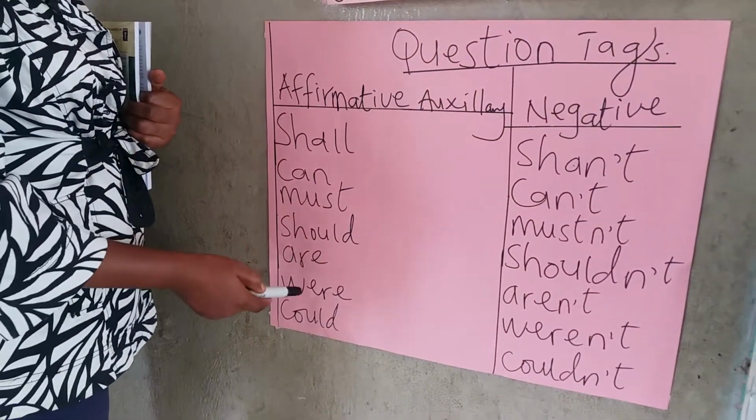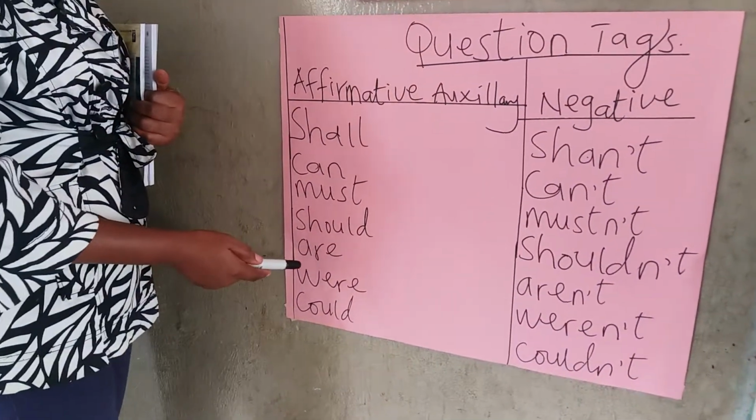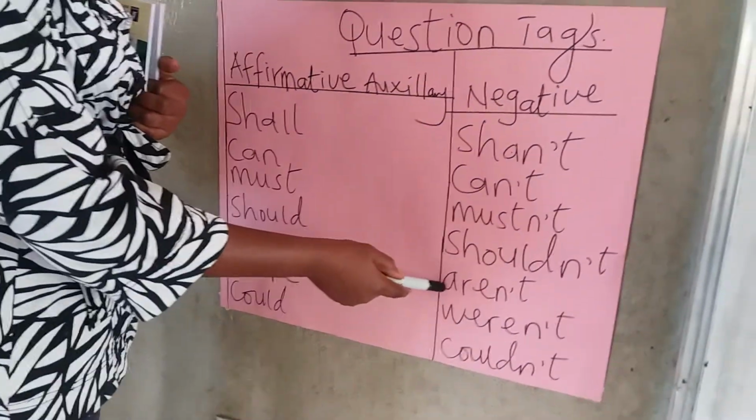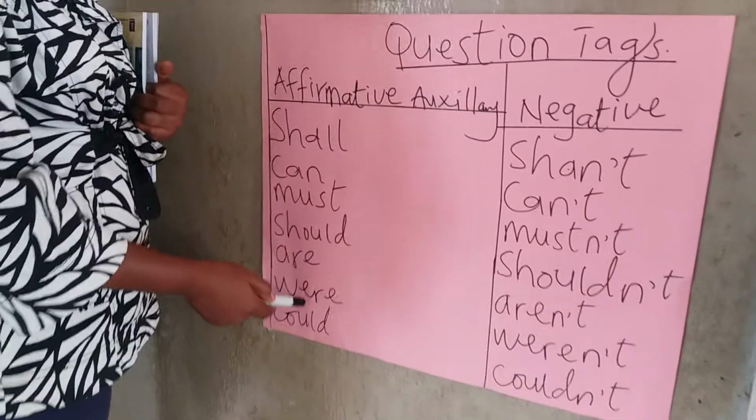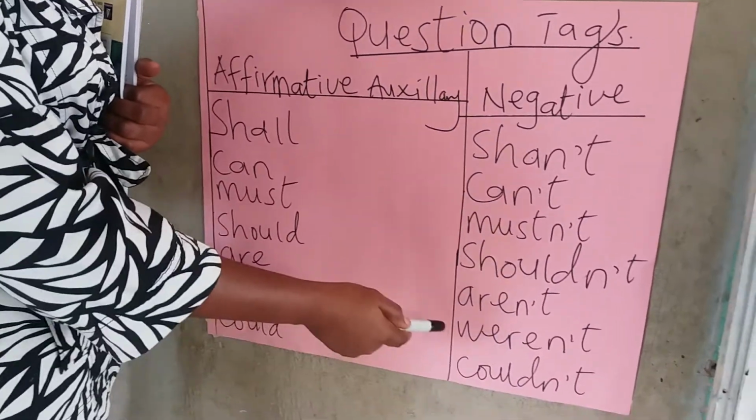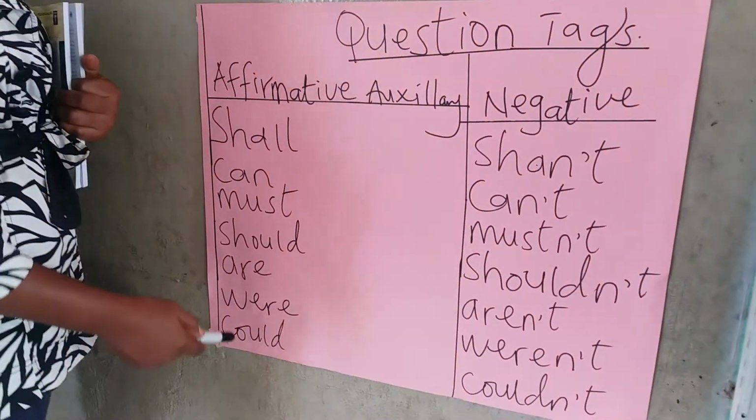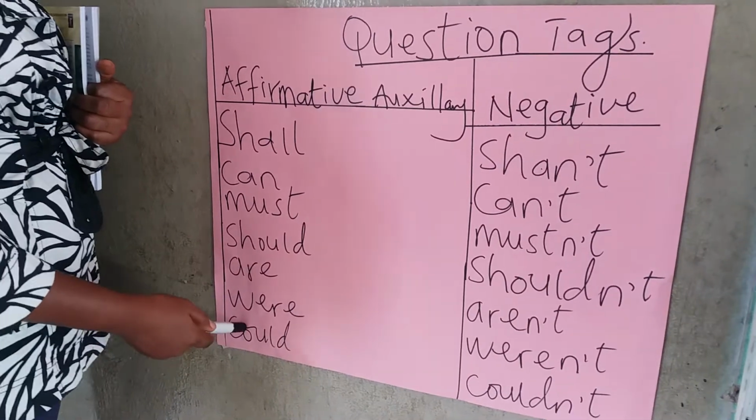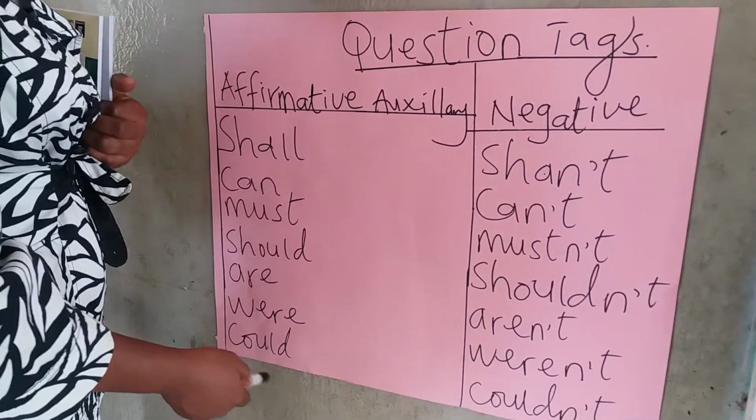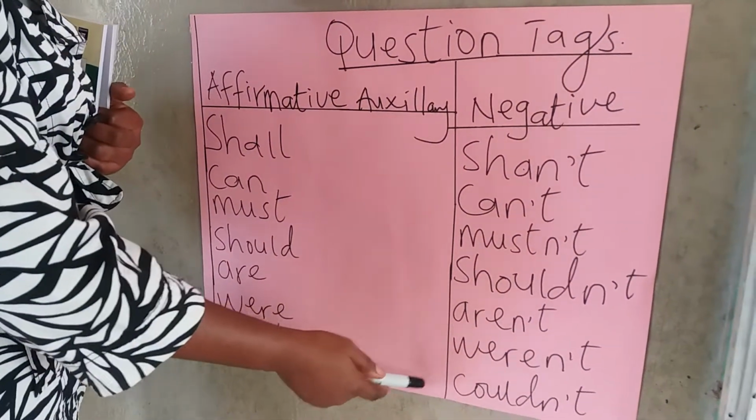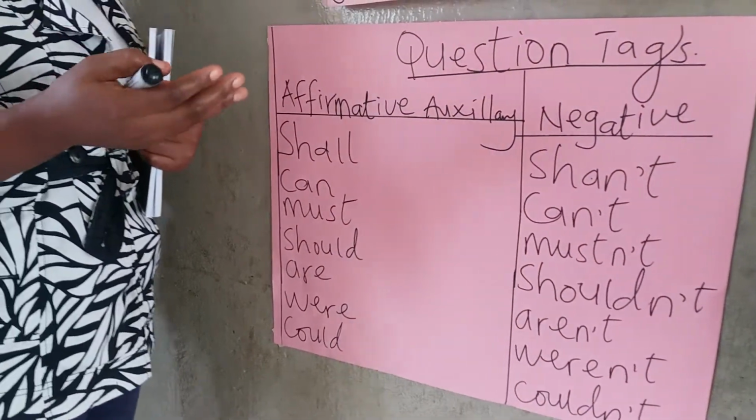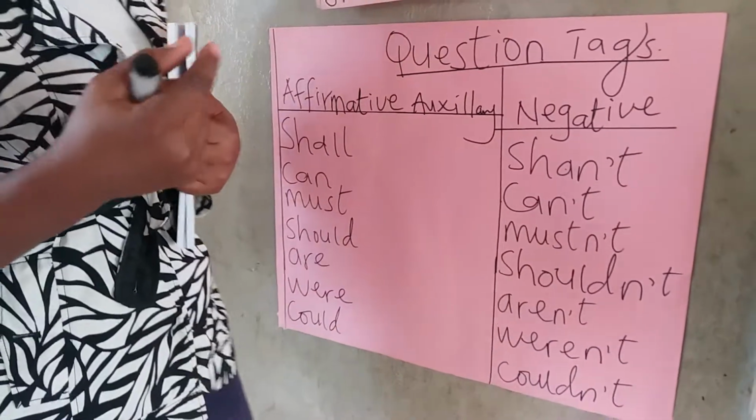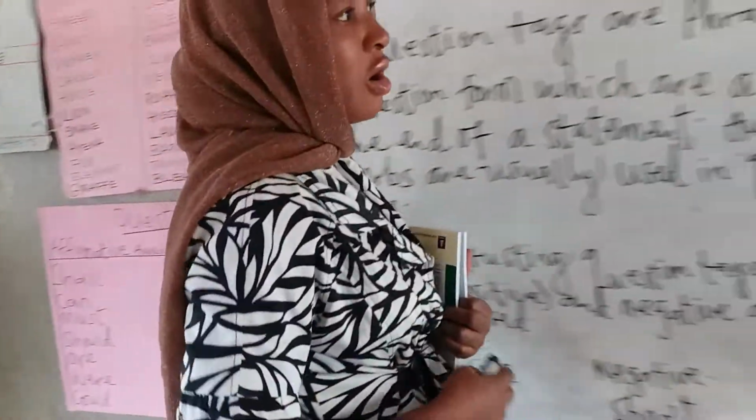The next one is are. What is the negative of are? Aren't. The next one is were. What is the negative of were? Weren't. The next one is could. What is the negative of could? Couldn't. We also have other auxiliary verbs used in question tags.